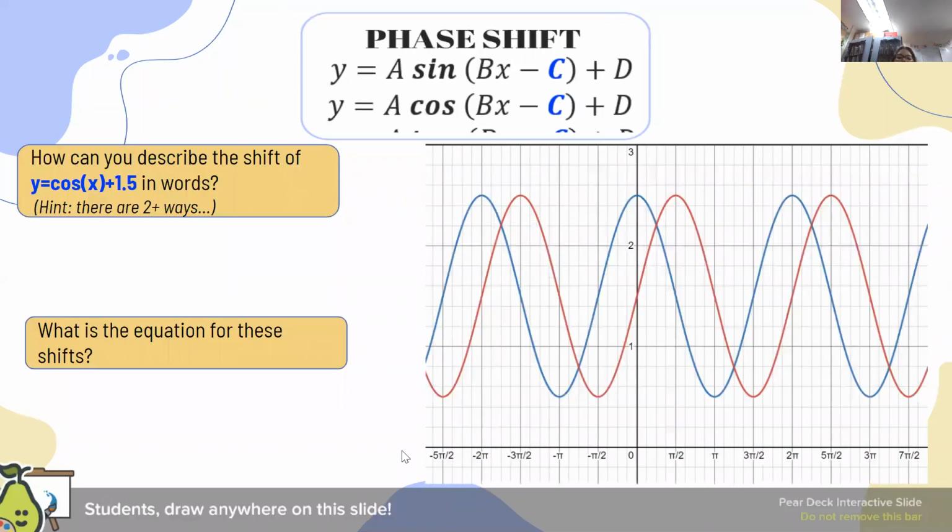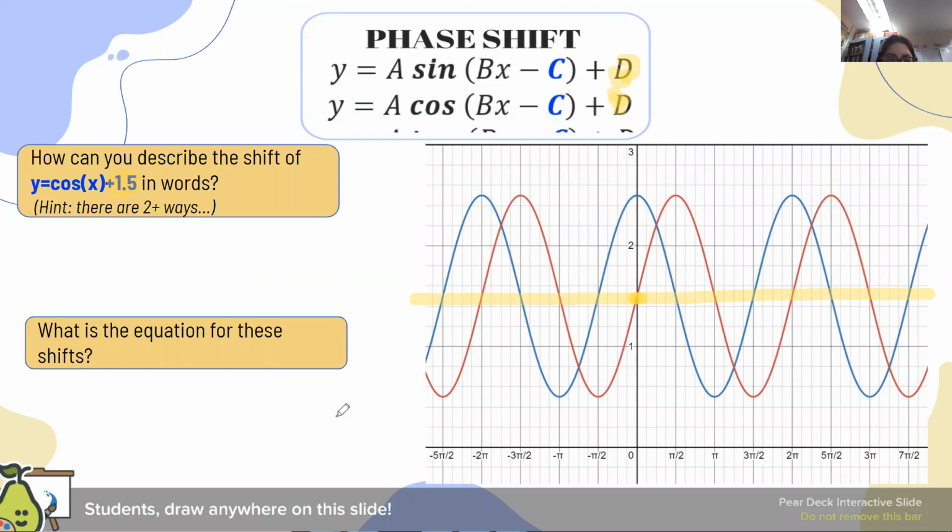Here's another graph, cosine x plus 1.5. We can see that the midline here is at 1.5 because the midline is the d value in our shift equation. Midline is d. And if I find 1.5, that is right here. Okay, so there's my midline. And the amplitude is still 1. It goes from 1.5 to 2.5. That distance is still 1.